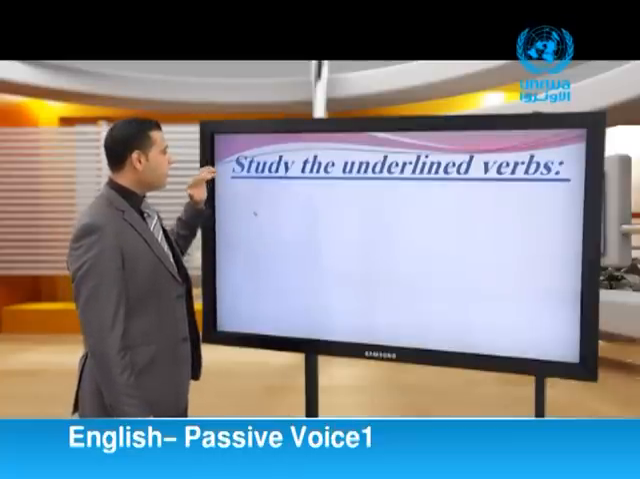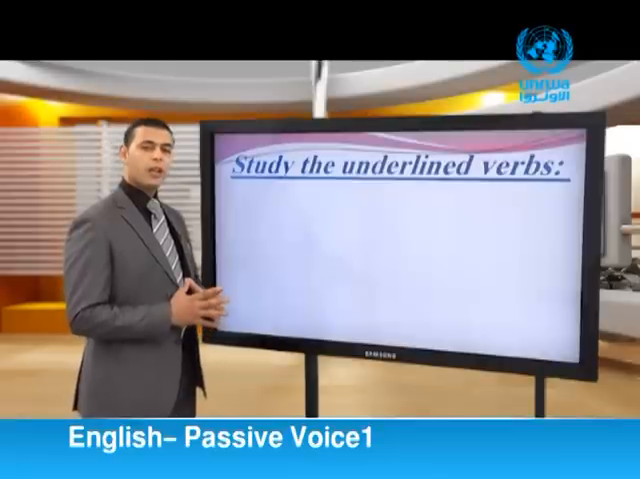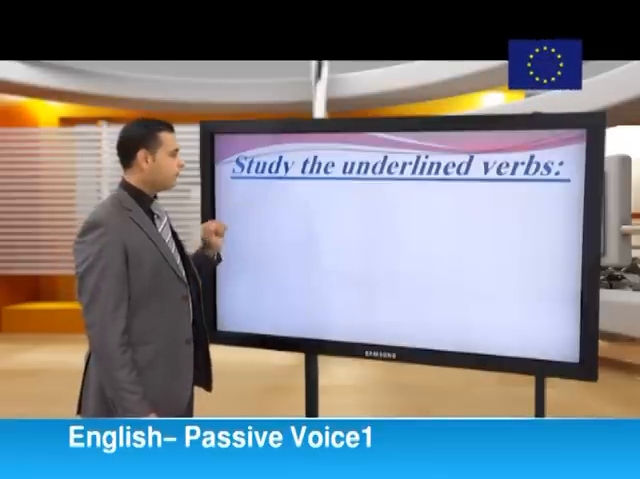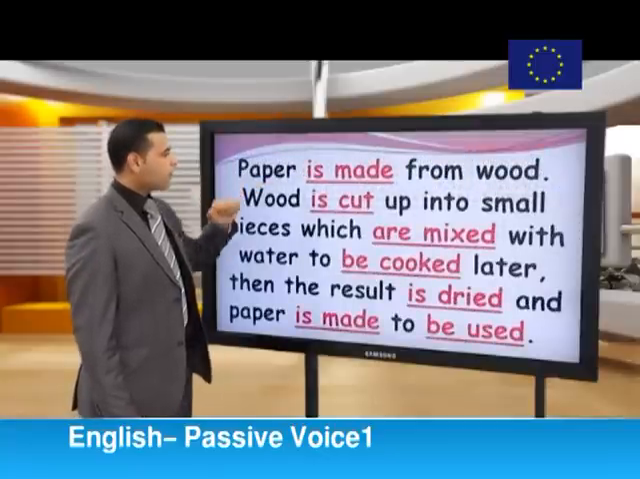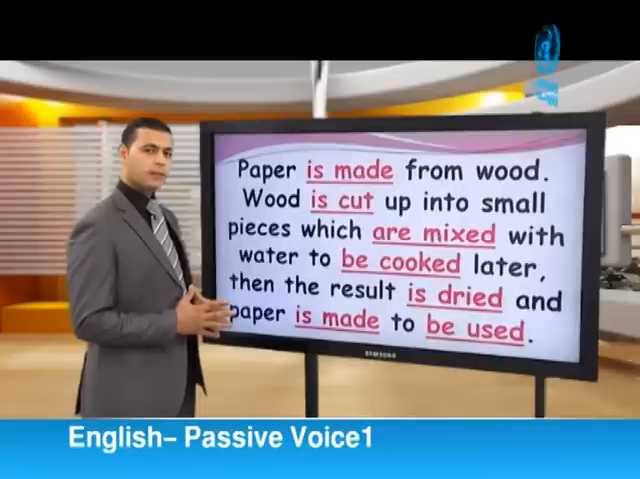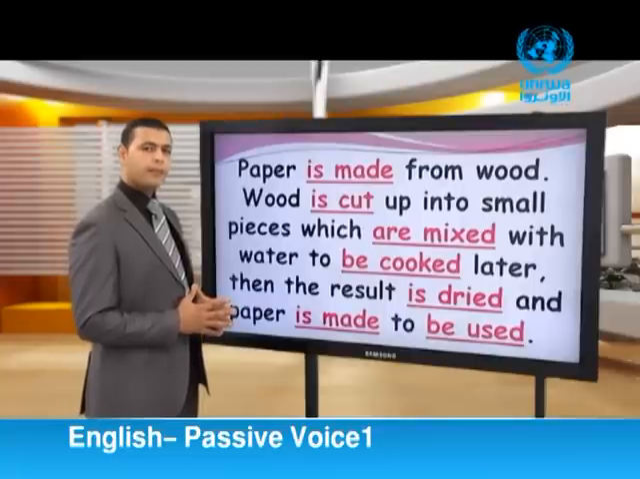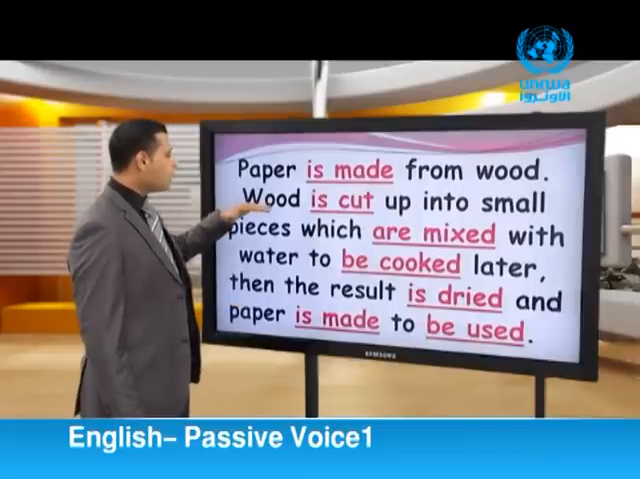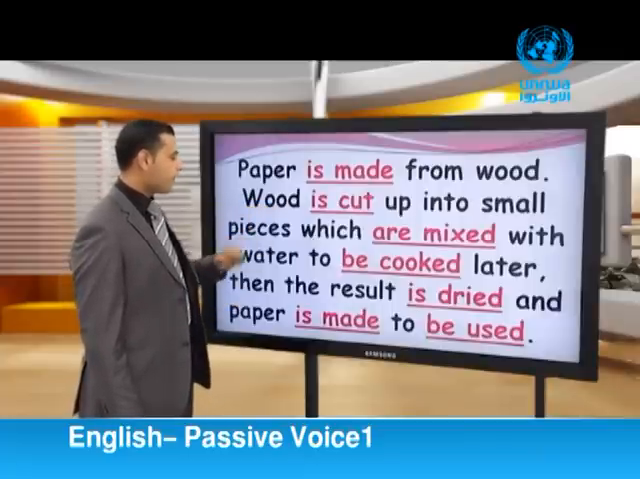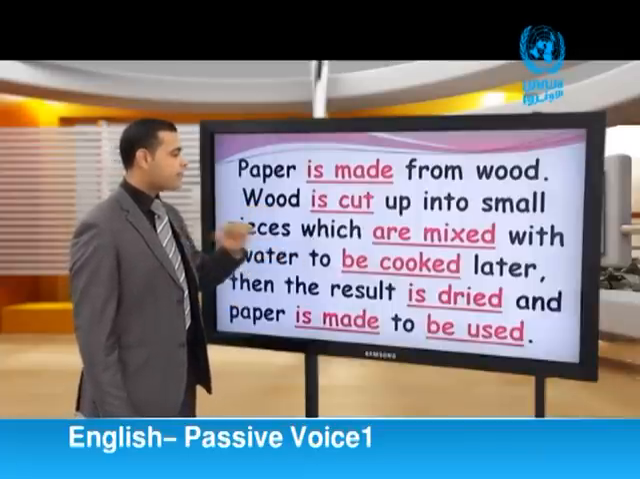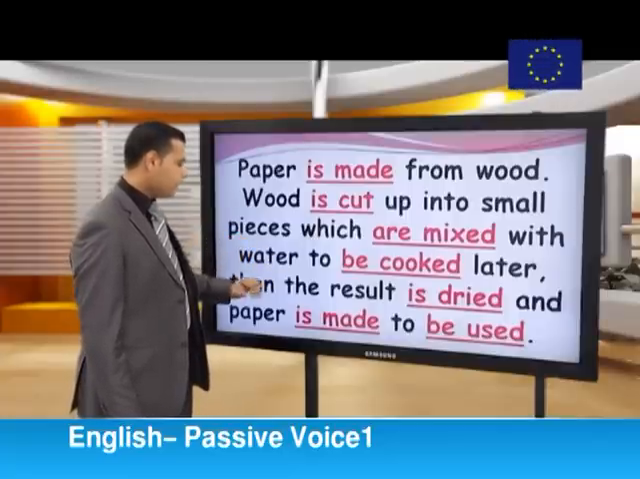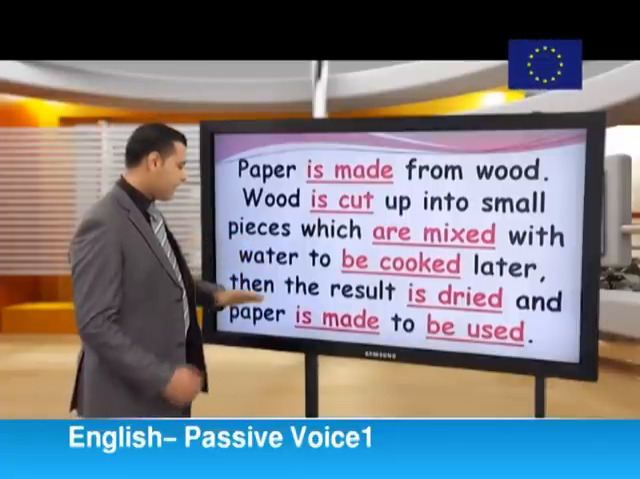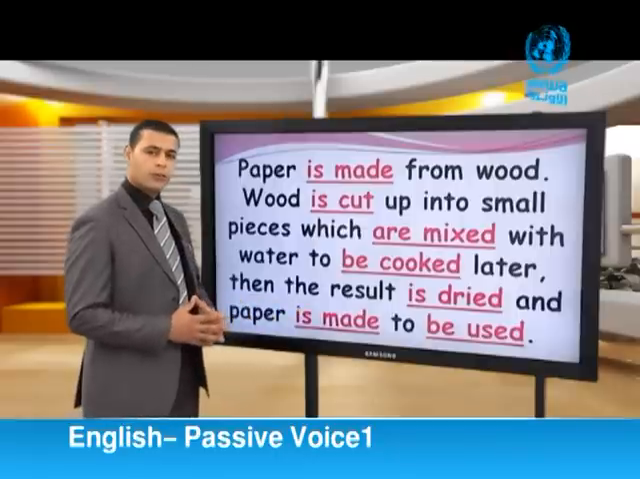Alright, let's study the underlined verbs in the following paragraph. Let's look at the paragraph here. Paper is made from what? Wood is cut up into small pieces which are mixed with water to be cooked later. Then the result is dried and paper is made to be used.